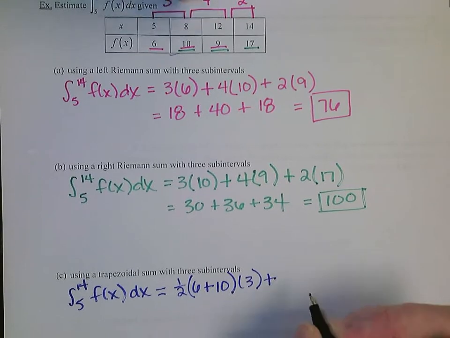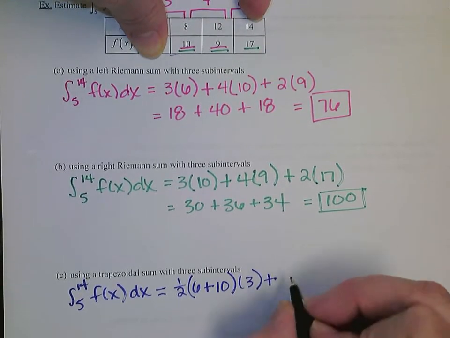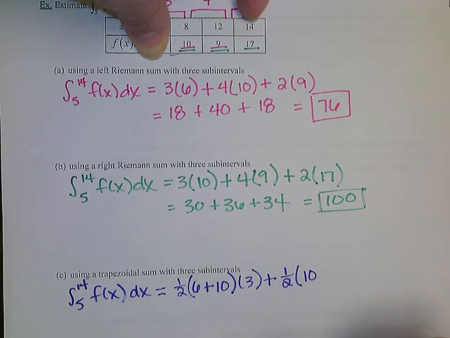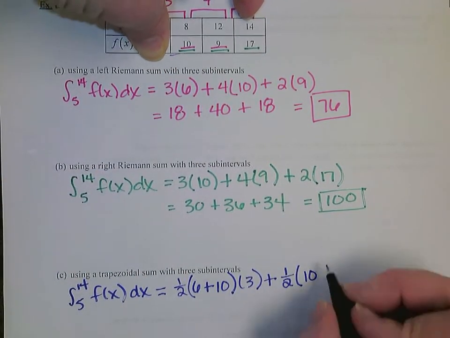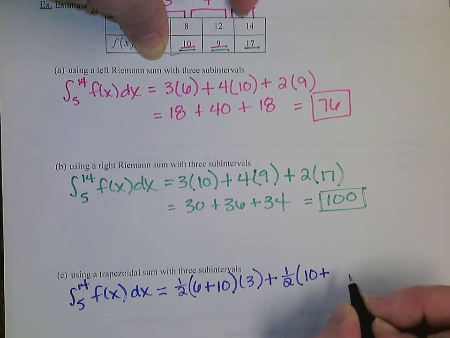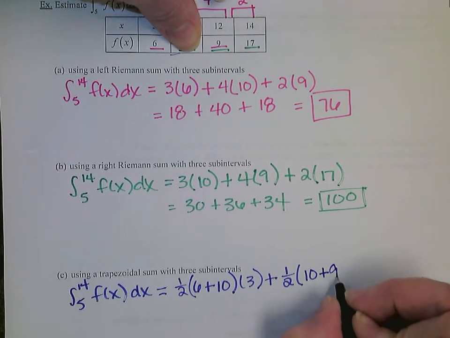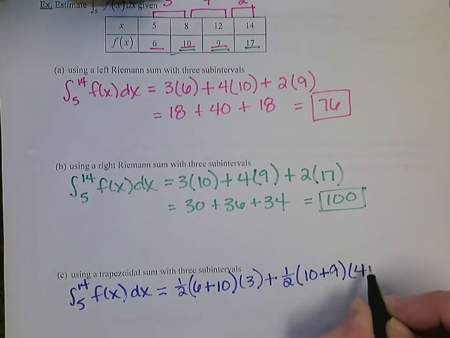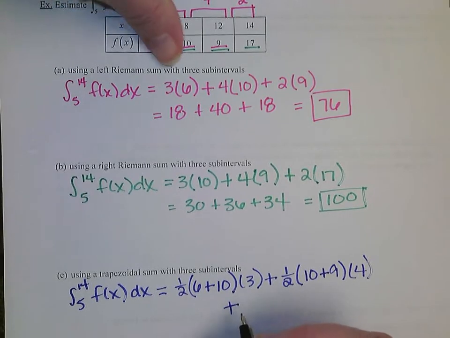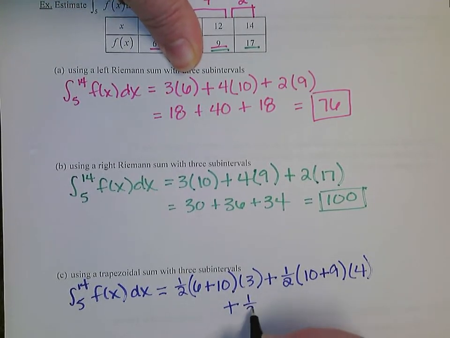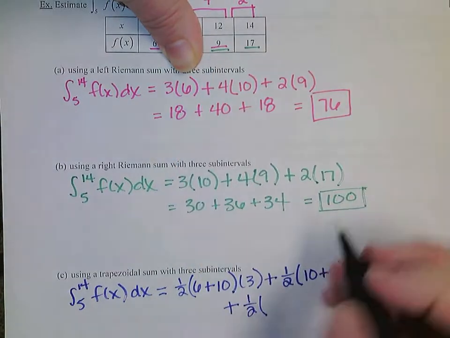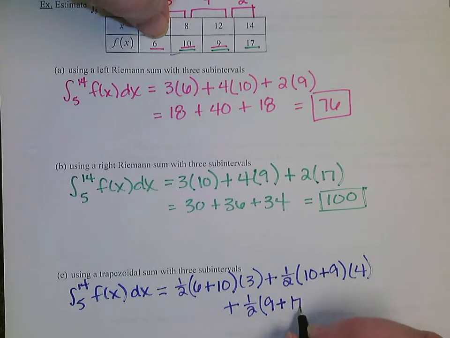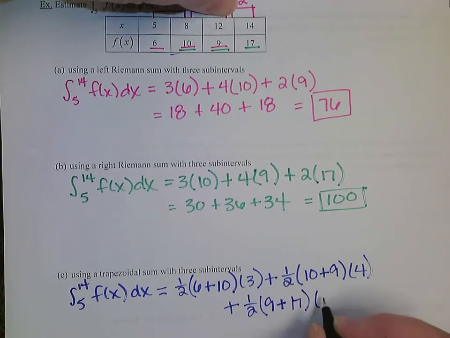Plus, my next partition, its area would be 1/2. My base 1 would be 10, the function value of the left endpoint. My base 2 would be 9, the function value at the right side of my partition. The height would be the width of the partition, which is 4. And for my third partition, its area would be 1/2 base 1, which would be the left side, 9, plus base 2, my right side function value, 17, times the height, the width of the partition, 2.